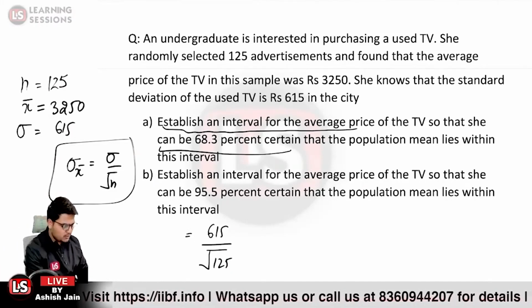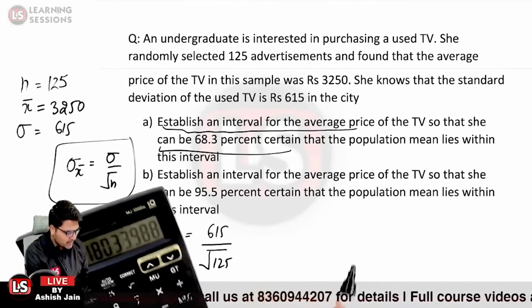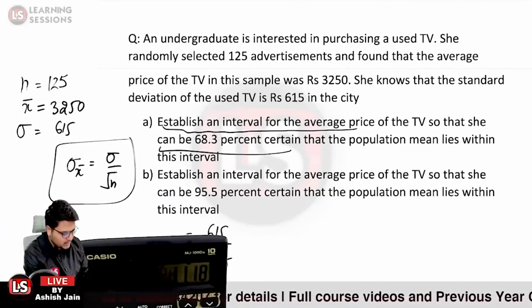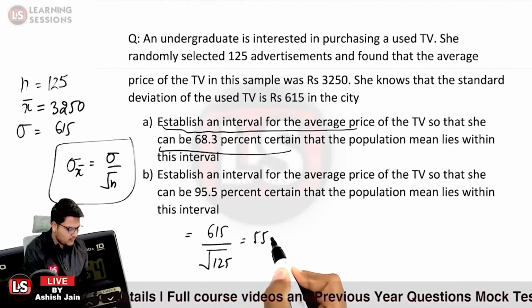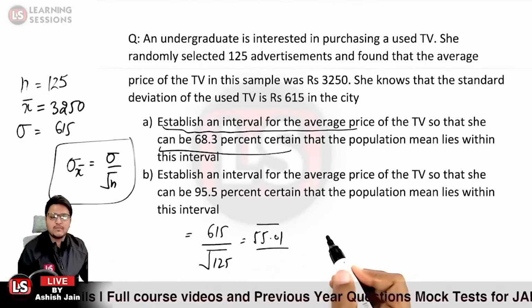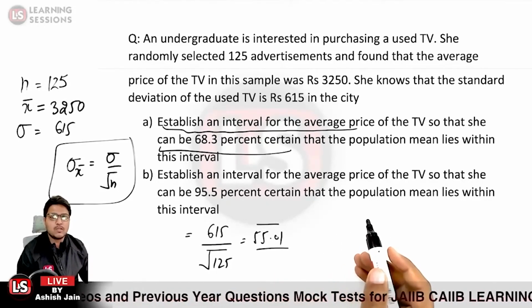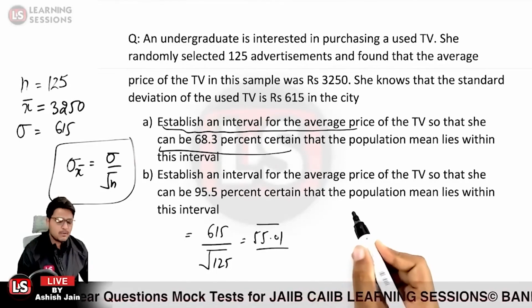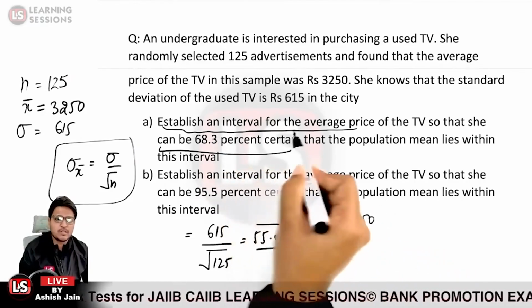The square root of 125 is equal to 11.18, and 615 divided by 11.18 comes out to be 55.01. That is sigma X bar for the 68.3% level. Now what was the mean? The mean of the sample was equal to 3250. So what would be the interval for 68.3% certainty?